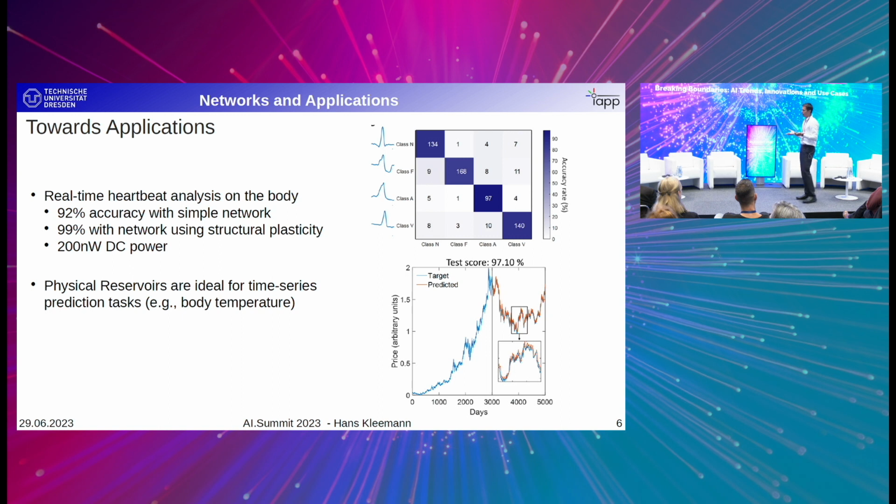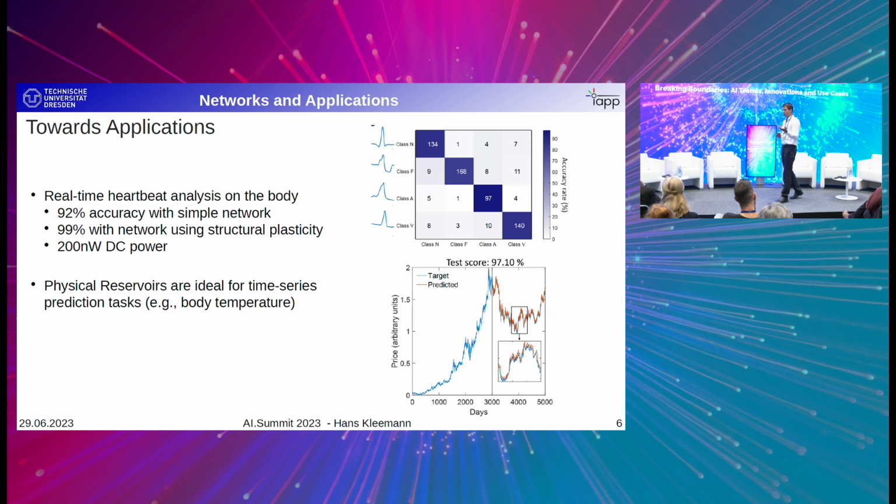That's all. Also for time series prediction, something very useful if you want to predict, for example, the temperature rise in the human body in order to predict whether there is a lethal infection going on. You can use this system also here. This is the graph at the bottom with an accuracy of about 97% for a typical time series prediction.